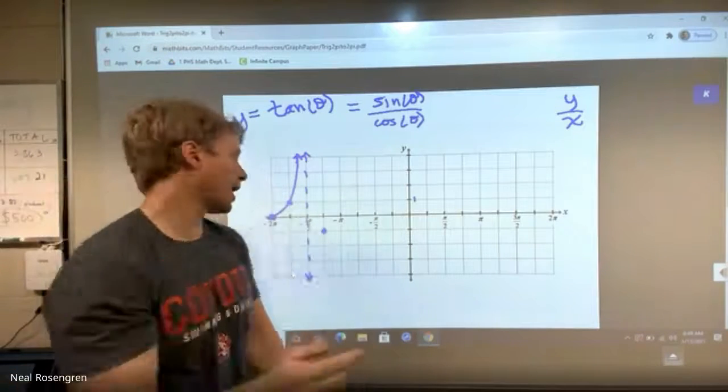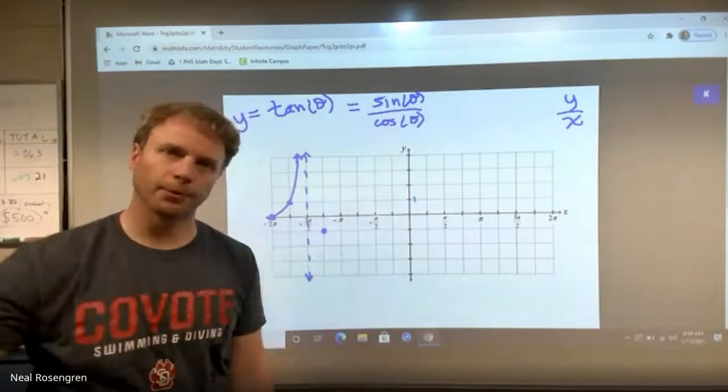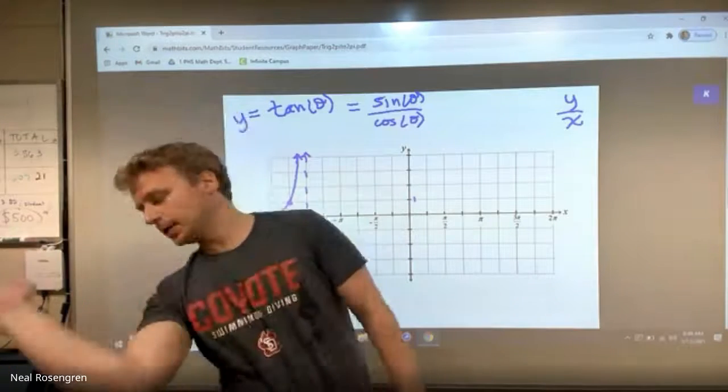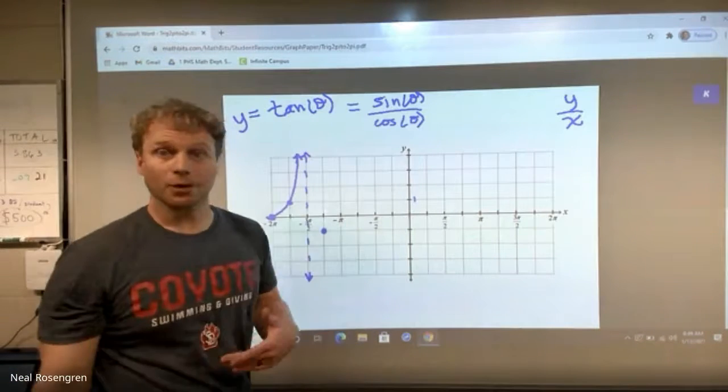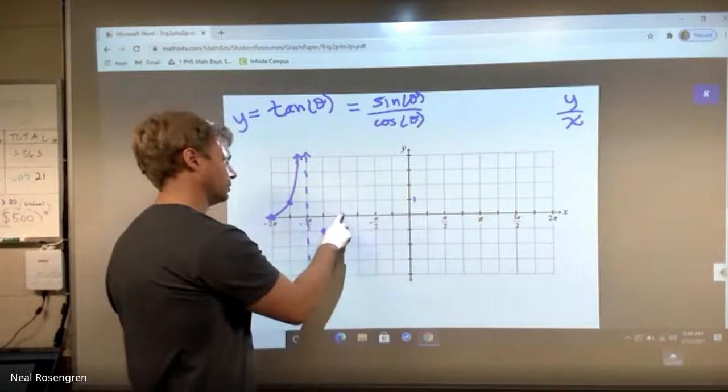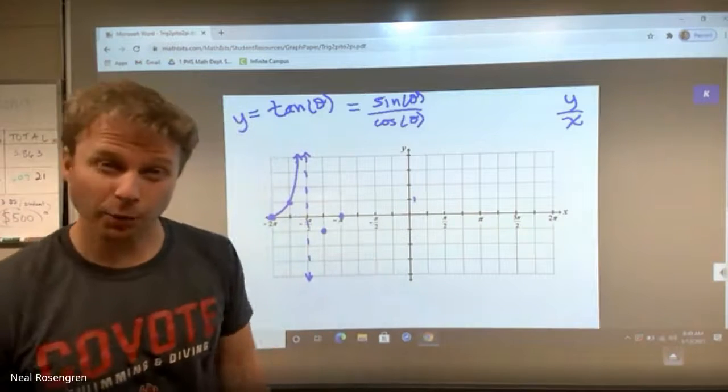All right, now we're at pi, which is the same as negative pi, right? Just opening up or down. And so I'm back over here, where my y value is 0, and my x value is negative 1. 0 over negative 1 is 0. So at negative pi, we've got a point at 0.